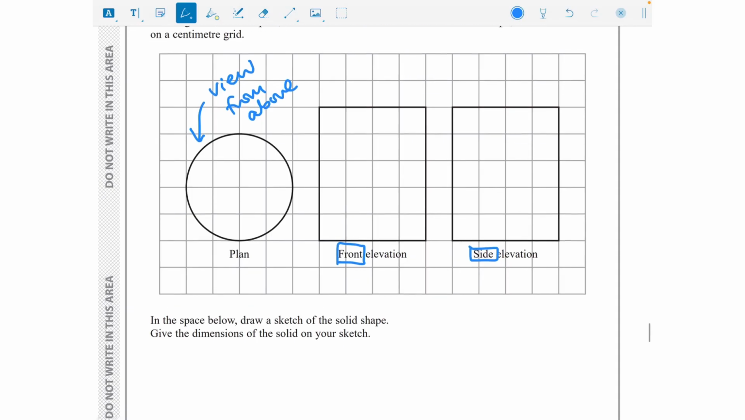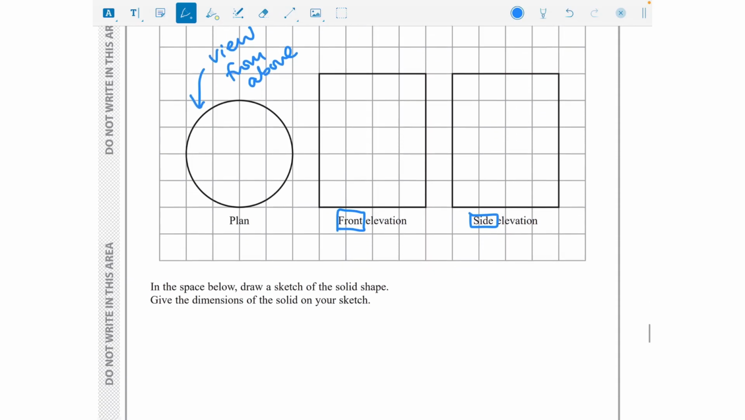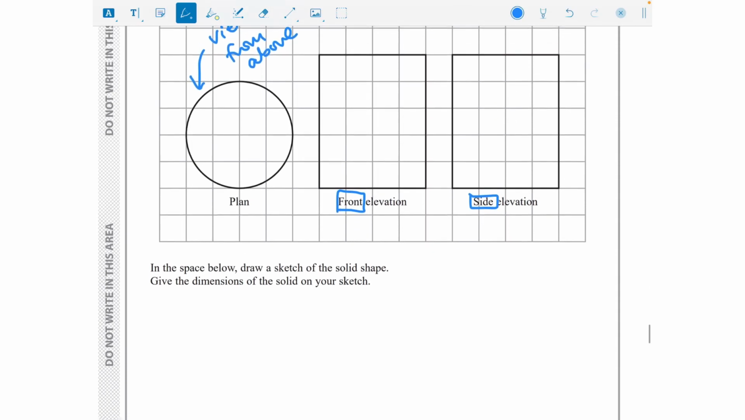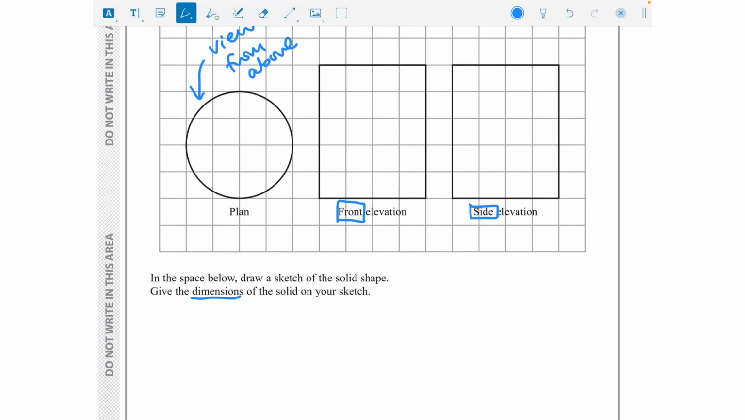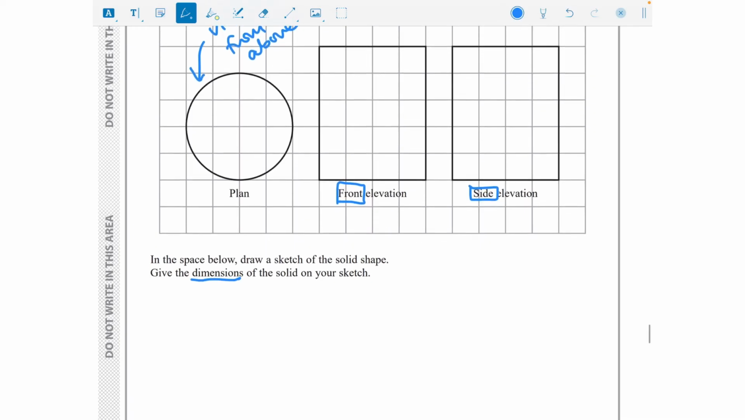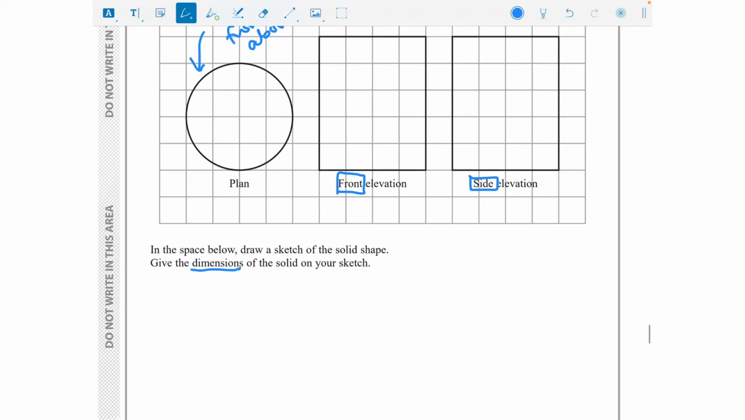It says in the space below, draw a sketch of the solid shape and give the dimensions. So that just means say how big it is. So hopefully it will make sense if I say that this is a cylinder, so like a tin of baked beans or whatever. We've got a circle on the top, and from the front it just looks like a, please excuse my dodgy drawing. There we go, that's not too bad.